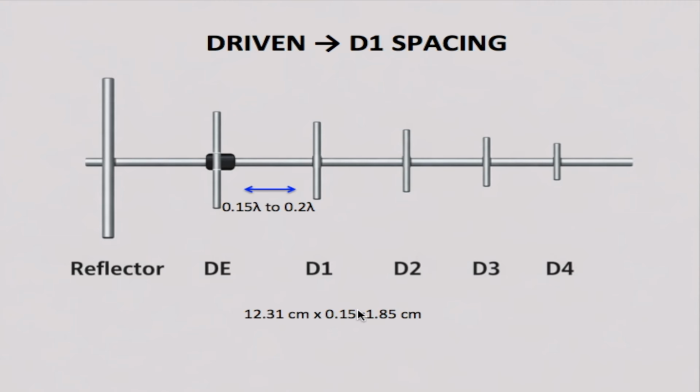Now if I pick 15% here, I will take the full wavelength, which is 12.31 centimeters. We worked this out in the previous episode, and that would be times 0.15 if I pick 15%. And that is equal to 1.85 centimeters. So the distance between the driven element and D1 would be 1.85 centimeters.